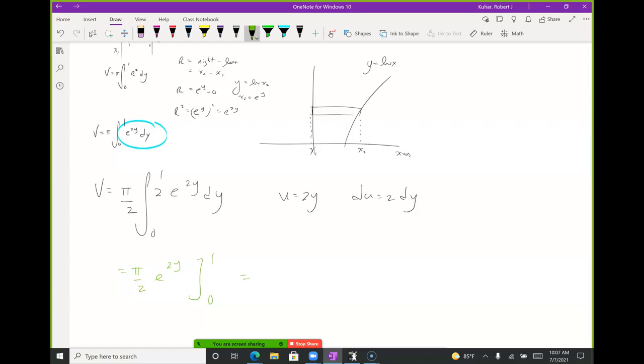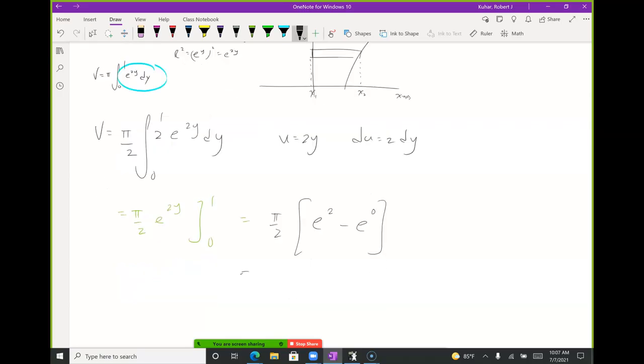So I just integrate, I get an e to the u, but what was u? 2y, so I get e to the 2y. And then evaluate. So I get pi over 2 times e to the second minus e to the 0. So I get pi over 2 times e squared minus 1. Remember what I had last time, e squared plus 1.